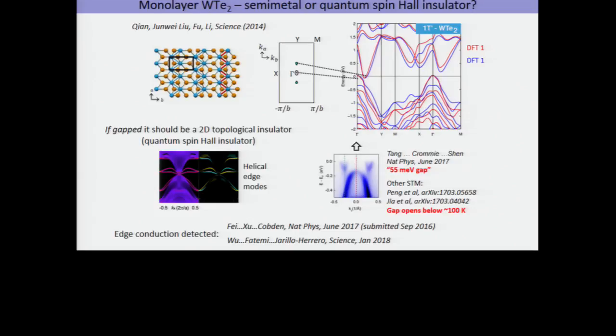During the last 2 or 3 years, we figured out how to make monolayer devices out of this stuff, okay, just basically by working in a glove box and encapsulating them with boron nitride so they don't oxidize. And we found that they indeed have edge conduction, which in every way seems to be consistent with these helical modes that you expect from the quantum spin Hall effect on a 2D topological insulator. And we submitted our paper on that first in September 2016. It came out last June.